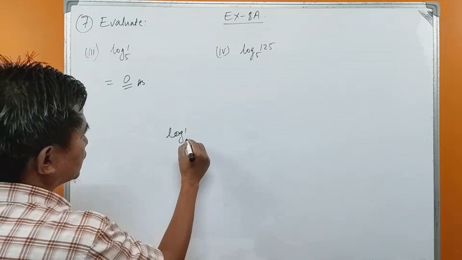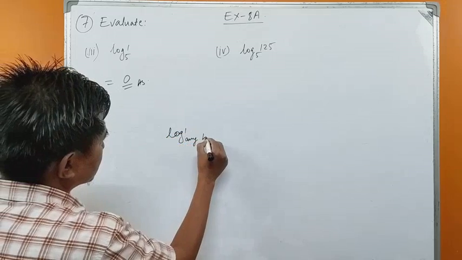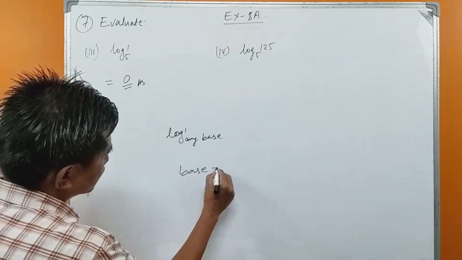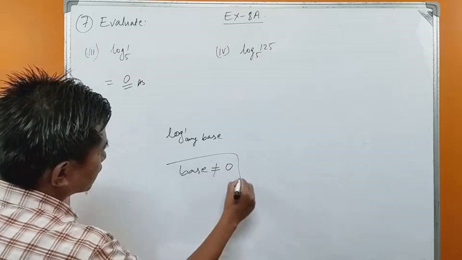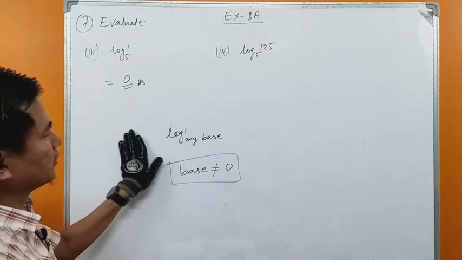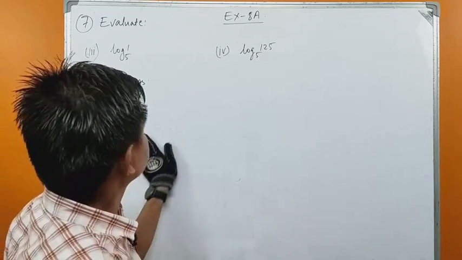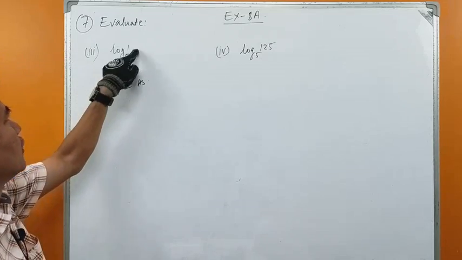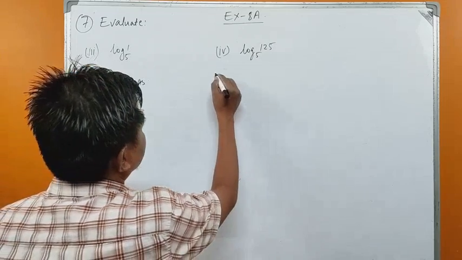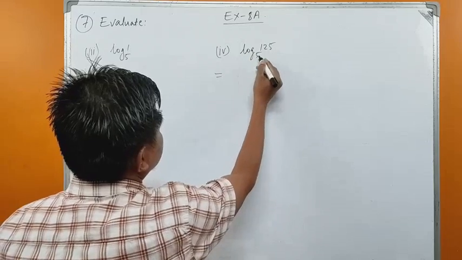Log 1 to any base, the base should not be equal to 0. Other than this condition, log 1 to any base is always 0. Okay, so log 1 to base 5 is 0. This is the answer for question number 3. And 4, we have log 125 to the base 5.